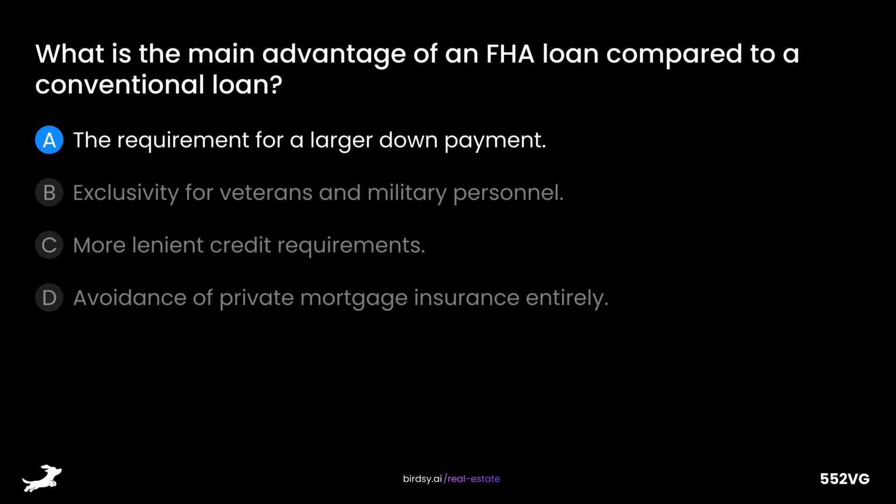Is it A, the requirement for a larger down payment? B, exclusivity for veterans and military personnel? C, more lenient credit requirements? Or D, avoidance of private mortgage insurance entirely? The answer is C, more lenient credit requirements.